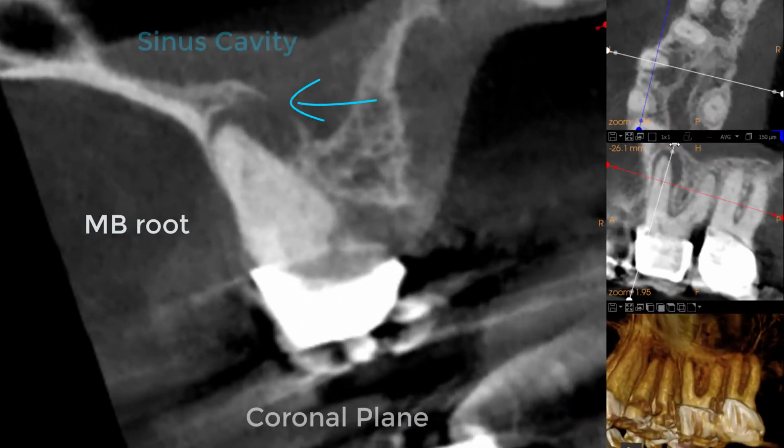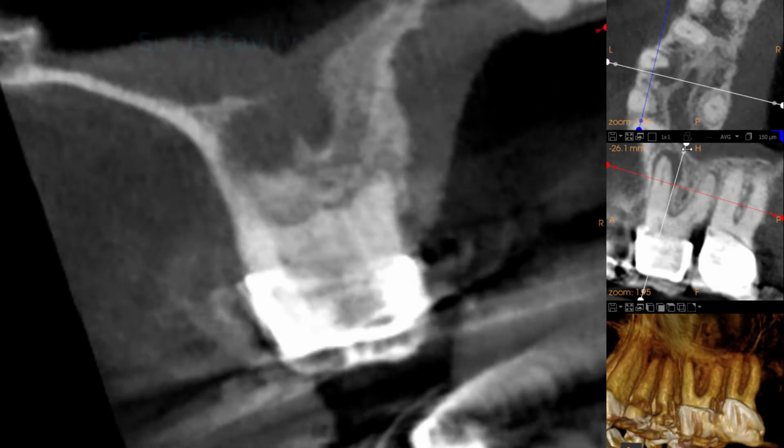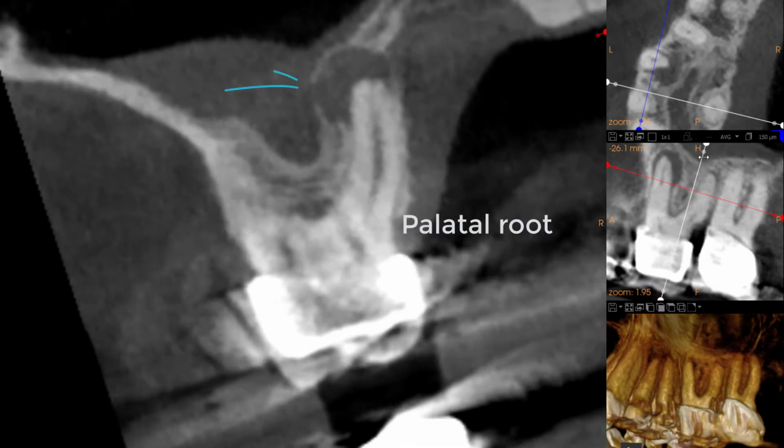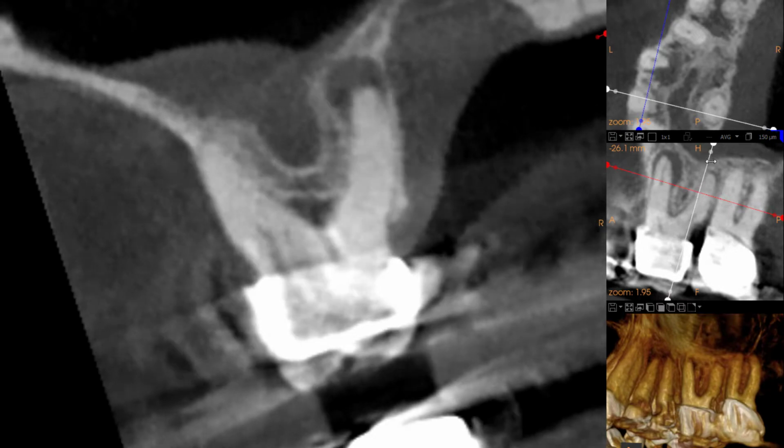In this case, the dental infection can be seen perforating the sinus cavity from both the mesial buccal and the palatal roots of this upper first molar.